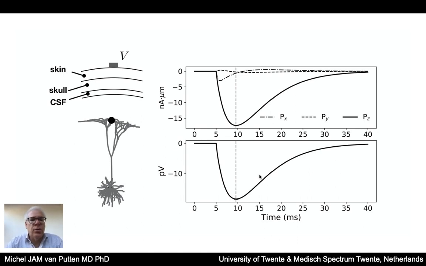Now, this was a measurement very close to the neuron, and what would be the voltage if we would record at the skull? So this again is our neuron, this is the position of a synaptic input. We added the cerebral spinal fluid, the skull and the skin with the estimated conductances. And we have a small current dipole, and the size of the current dipole is indicated in the upper graph. As it has three directions, x, y, and z, three curves are shown. And in this case, the z direction is the largest.